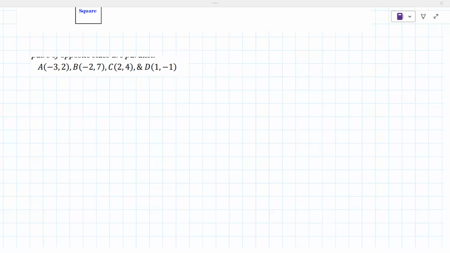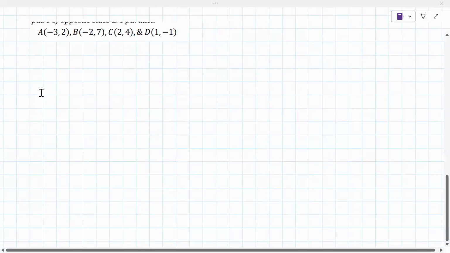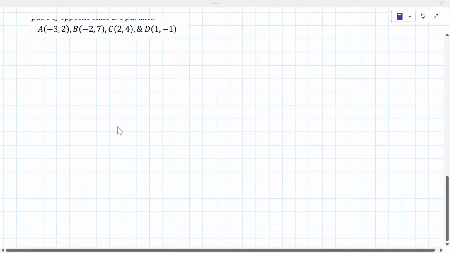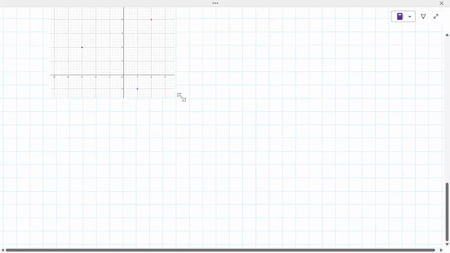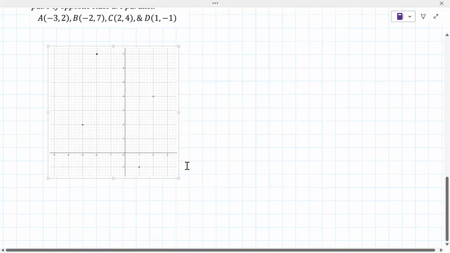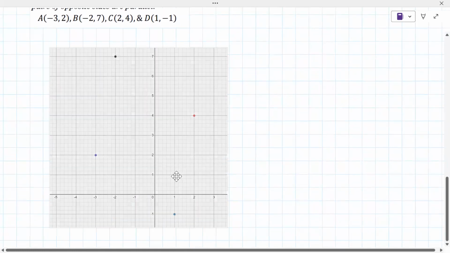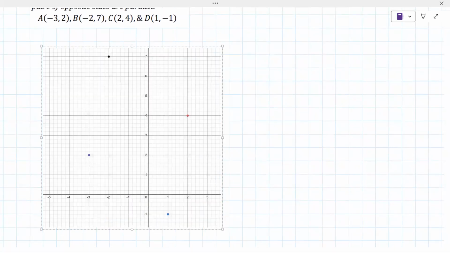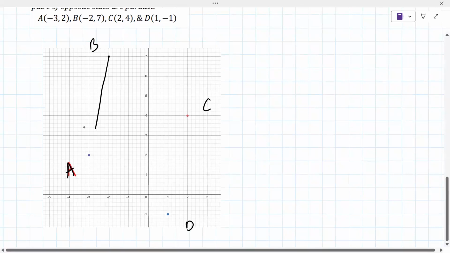Okay, we've got something down. All right, so here we go. Here's what I've got down. A is over here. Actually, let me grab a different color here. A, B, C, and D. So just looking at this, does it look like it's a parallelogram? It does, but we're not sure. We want to make sure.